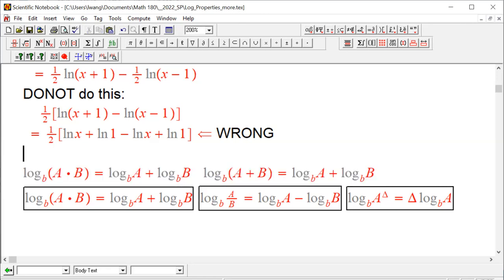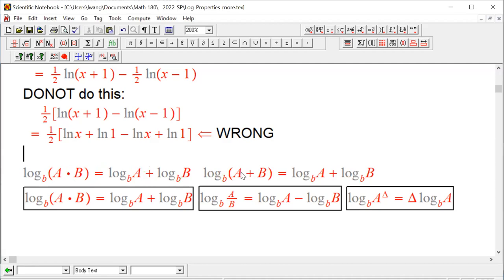So let me make some markings here. This is right. And this is wrong. We have done examples in the common mistake section, and you're making exactly this mistake.